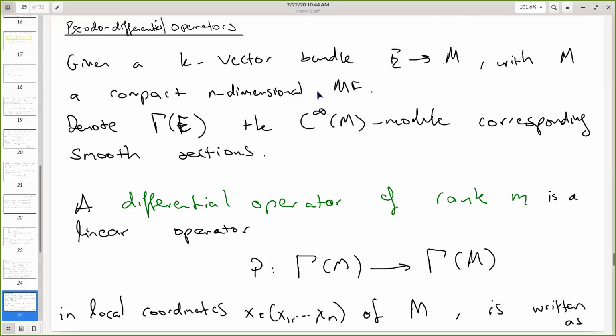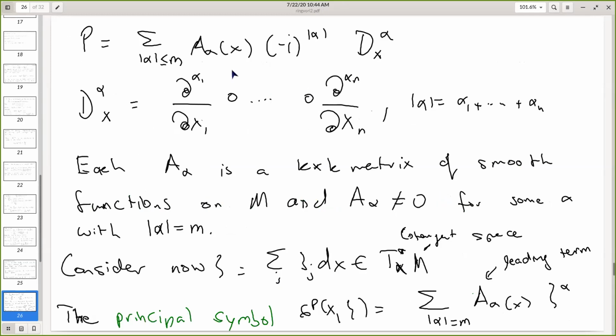So, given a k vector bundle E to M, with M being a compact n-dimensional manifold, let us denote gamma of E as the C infinity of M module corresponding to the smooth sections. A differential operator of rank M is a linear operator from gamma of E to gamma of E, and in local coordinates of M, it can be written as some differential operator.